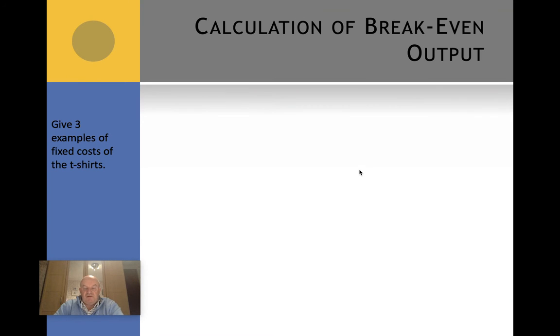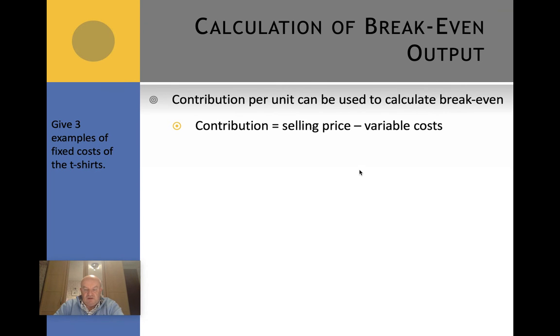Now, when we're talking about calculating break-even output, we can use contribution and contribution per unit in order to calculate our break-even output. Let's take a look at how we can do that. First things first, we clearly can use this contribution per unit to help calculate break-even. Again, just to revisit, contribution is selling price take away variable cost. Contribution per unit is selling price per unit take away variable cost per unit, and total contribution is total revenue take away total variable cost.